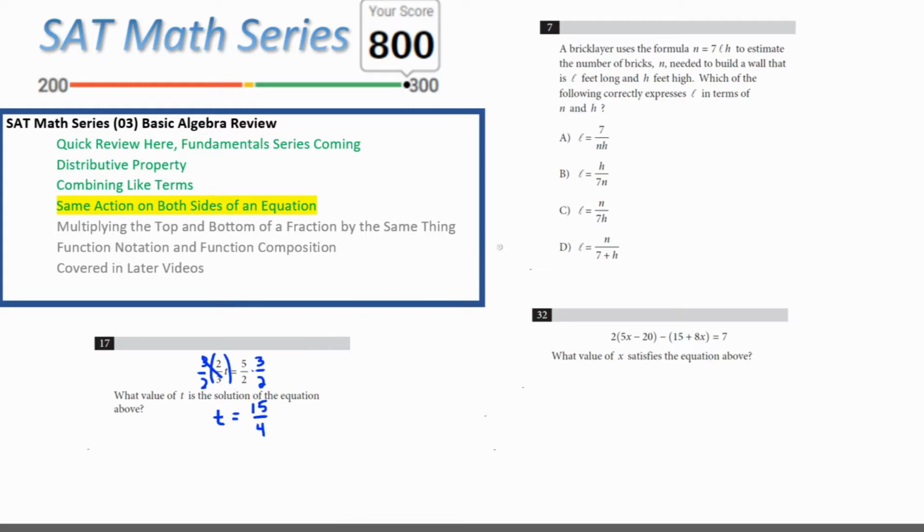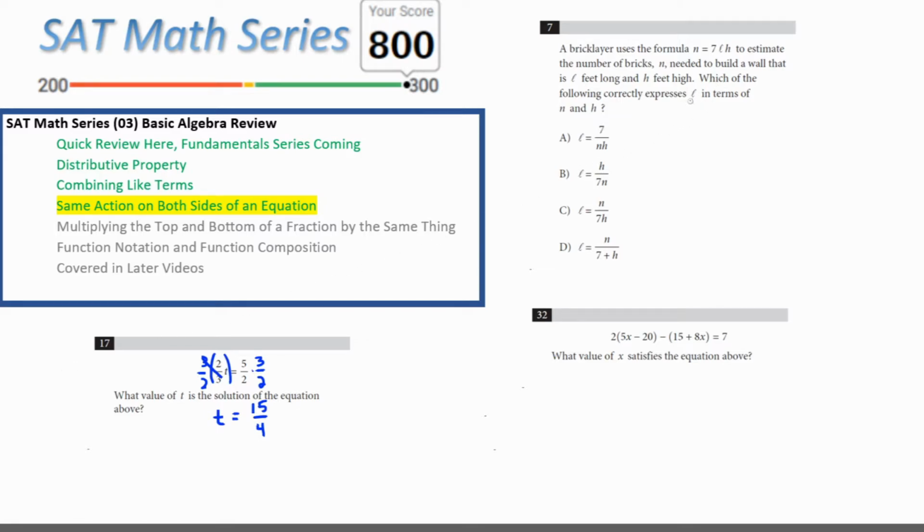The next problem reads, a bricklayer uses the formula n is equal to 7LH to estimate the number of bricks n needed to build a wall that is L feet long and H feet high. Which of the following correctly expresses L in terms of n and H?